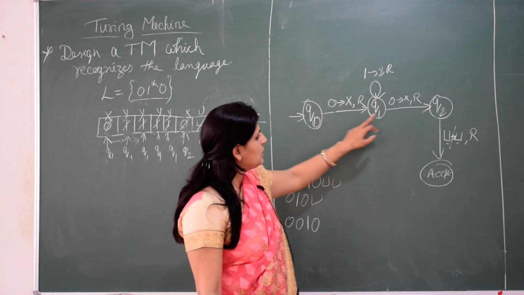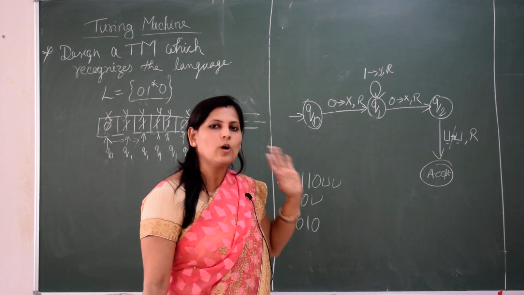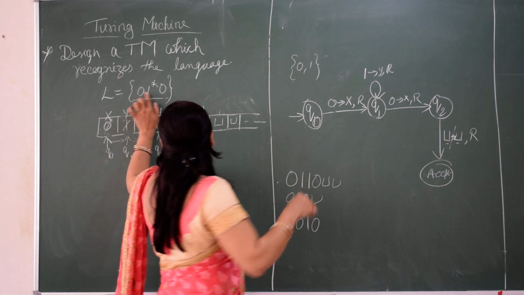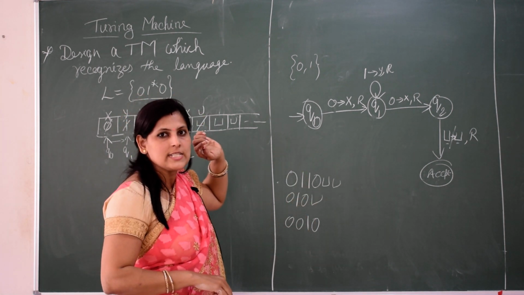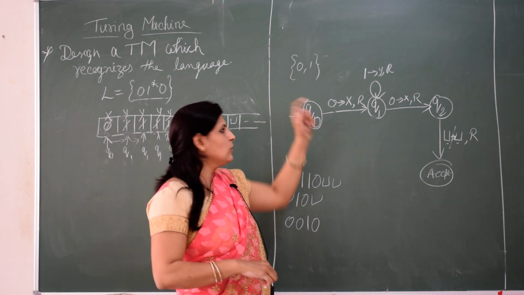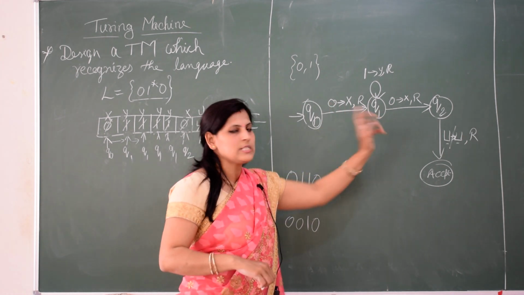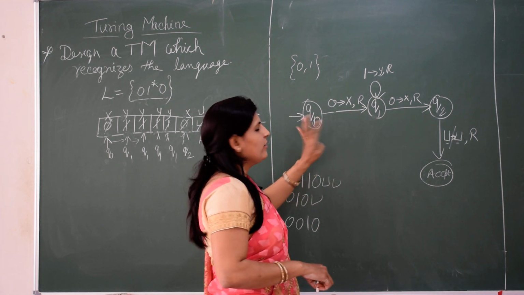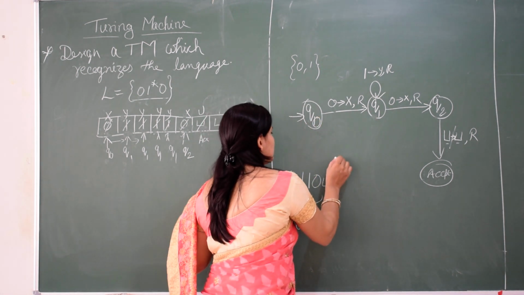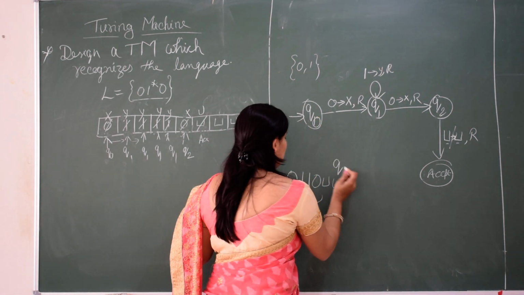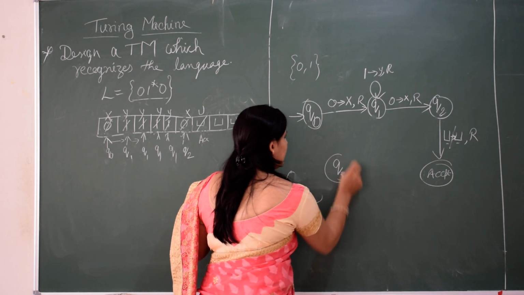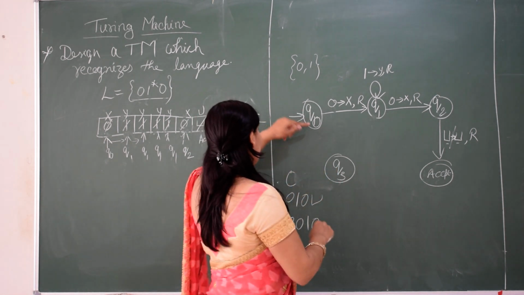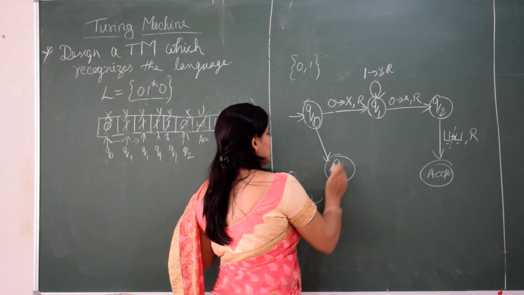So from each state it should cover all the inputs. Here in this case we have 0 and 1 as inputs. From here we covered 0, but we have not covered 1. So if 1 comes, what should happen? For example, I will take one more state, Q3. If 1 comes from here, it should go to the reject state.